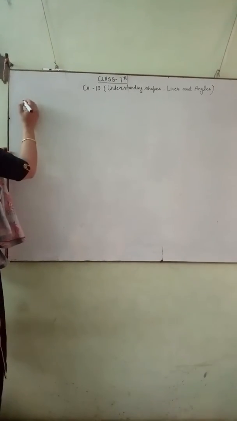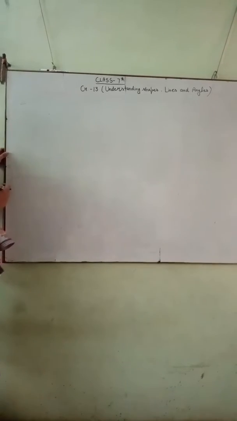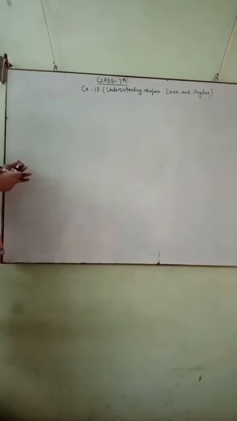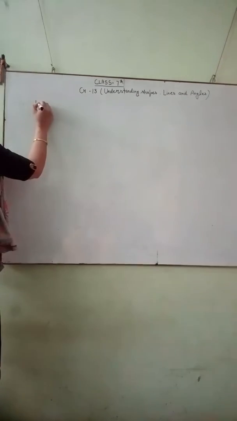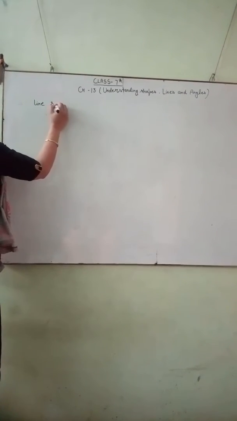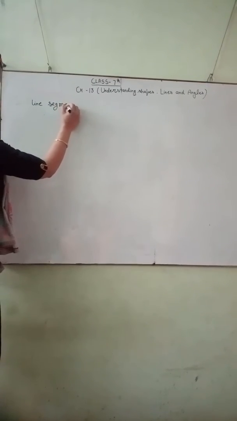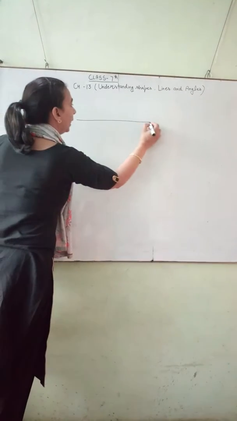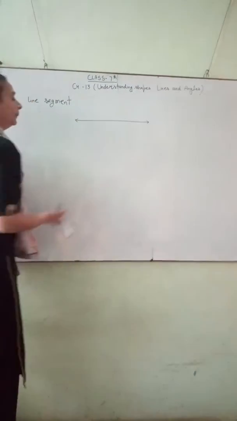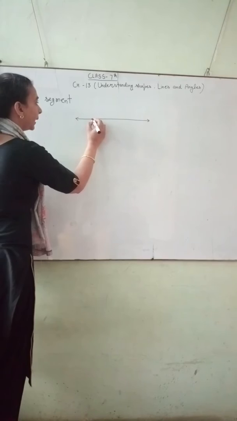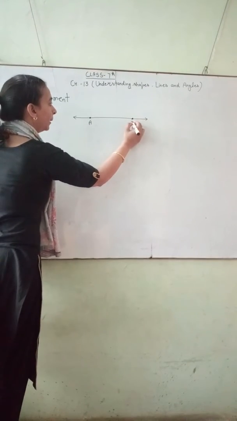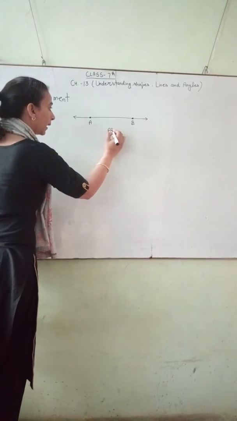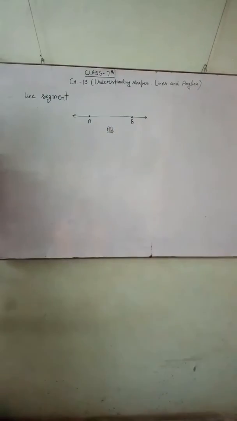Then we take the next, fourth point. Point number 4, a line segment. Again, a line segment. What is a line segment? It is a part of a line. It is a part of a line. If we have 2 fixed points, let this point be A and this fixed point be B, then AB is a line segment. AB is a line segment.